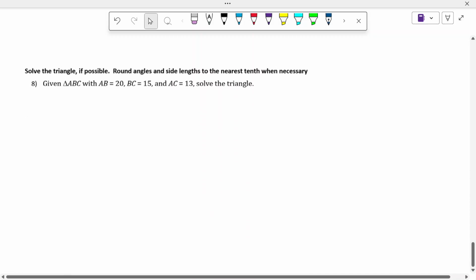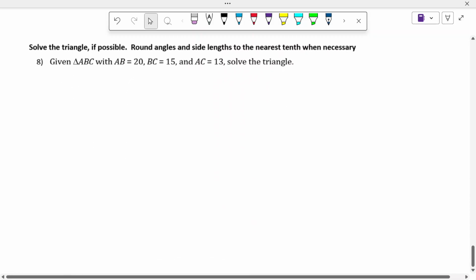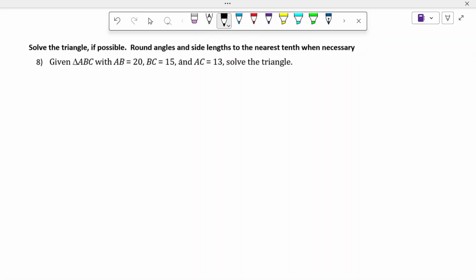All right, same kind of thing. It says solve the triangle, if possible. Maybe we can't solve it, but we can solve this one. It says round the angles and side lengths to the nearest tenth. Again, we actually already have all 3 sides of the triangle. They just didn't draw it for me.